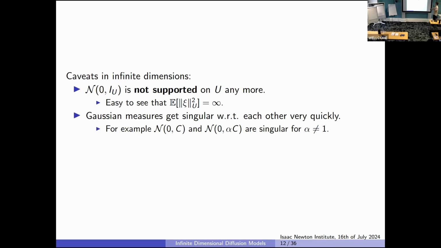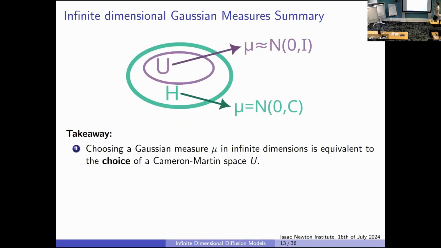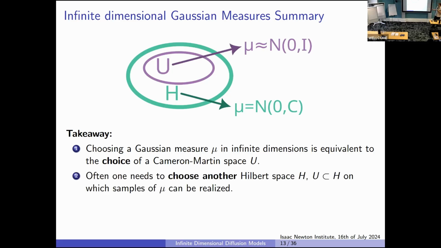And again, back to the point that the Gaussian measures can get very singular to each other very quickly. I think one of the main examples which shows this is if you have a normal distribution with a covariance and then you multiply the covariance by any number which is not equal to 1, you get two singular measures. Okay, this is the image. You should keep in mind, I will also write down the notation for you in a second, but basically choosing this Gaussian measure in infinite dimensions or choosing the covariance in finite dimensions would be equivalent to choosing this space U. We will use this to choose which kind of Brownian motion we're adding.